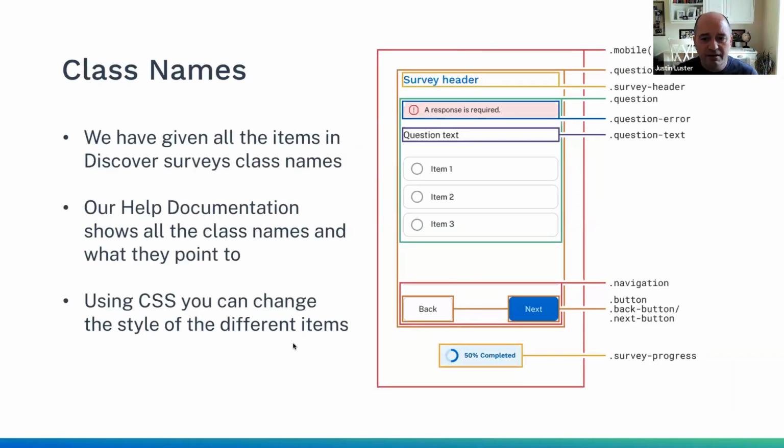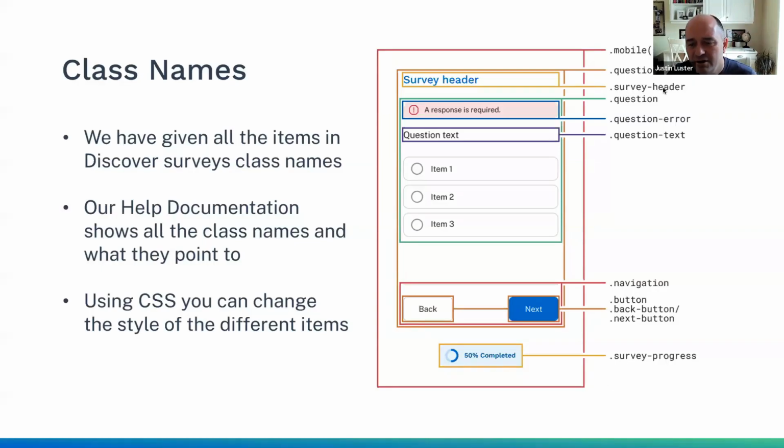Okay, so what we've done in Discover, and by the way, this also exists in Lighthouse Studio, is we have given all the different sections on the survey, when you actually take the survey, class names or names, and we provided documentation on what they all are. So if you want to change the survey header, you'll see here to the top right of this graphic, survey-header. That is the name of the invisible rectangle that's around the survey header.